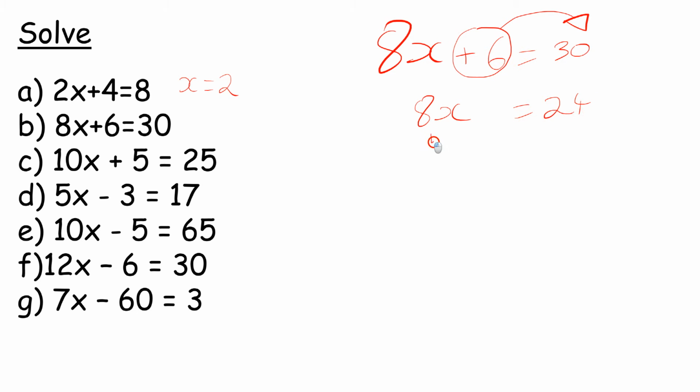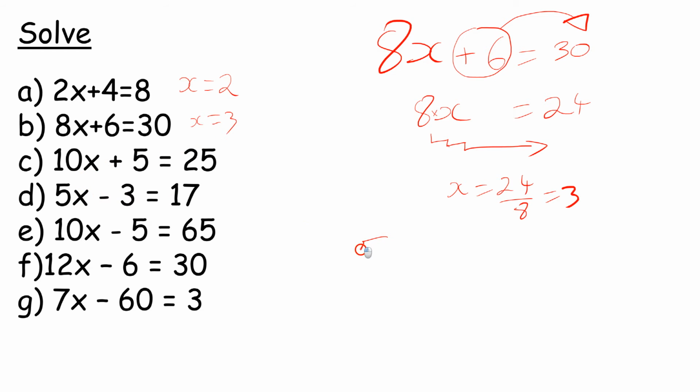I then need to take the 8, which is being multiplied by the x, down the escalator to become a divide. So x equals 24 divided by 8, which is 3. So my second answer is x is equal to 3. I'm going to skip C.